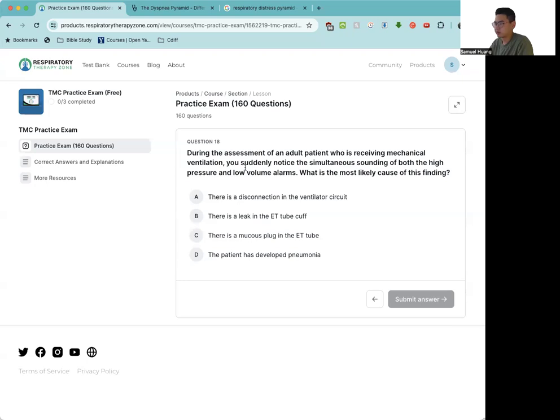And low volume, maybe something's leaking, right? But high pressure, I think the first thing you think of is resistance. There's probably so much resistance that they're not getting good volume.